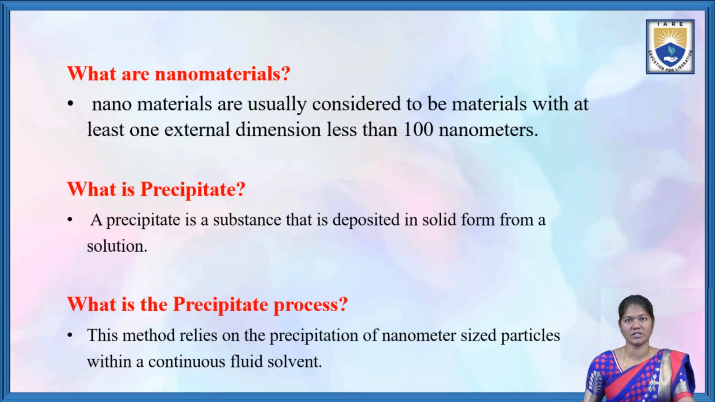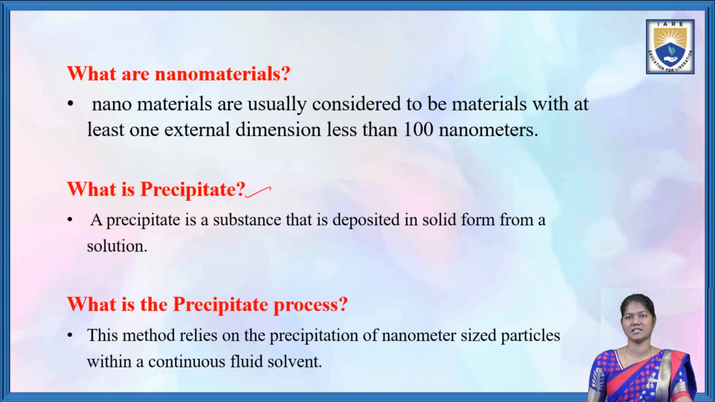Here, what are nanomaterials? Nanomaterials are usually considered to be materials with at least one external dimension less than 100 nanometers. As we are going to talk about the precipitation method, before that, what is a precipitate?